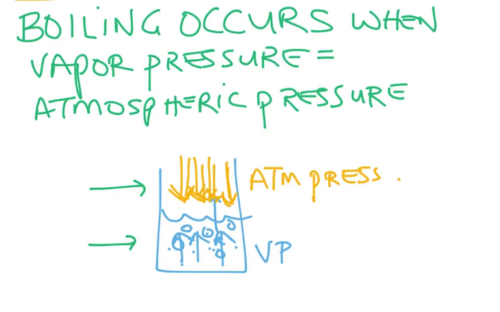Now, a lot of people get locked in thinking it's normal atmospheric pressure. It doesn't have to be normal pressure. It can be whatever pressure that atmosphere happens to be. In fact, that's why we have changes in atmospheric pressure that change boiling and freezing points.